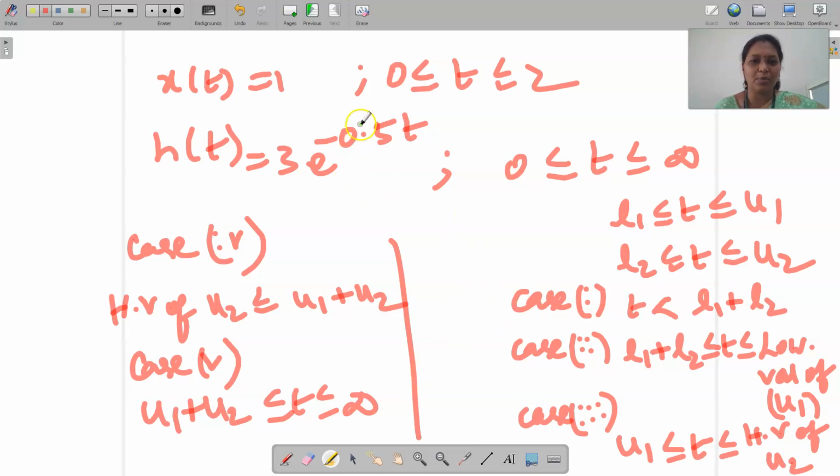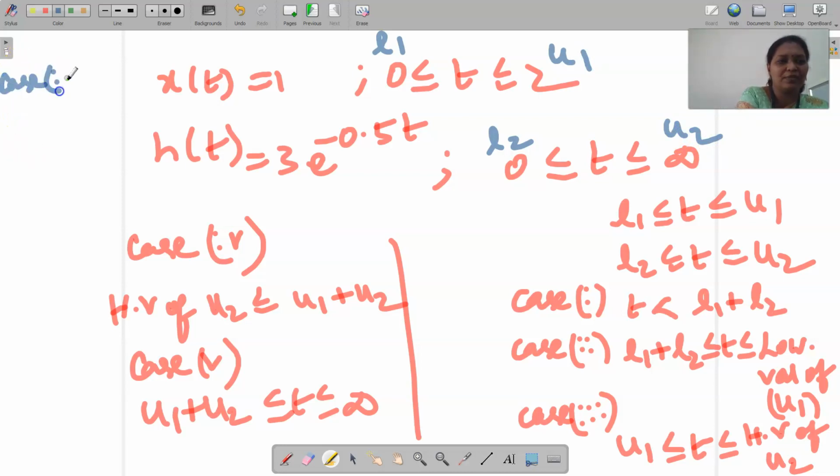So considering this problem, how do you have to find out the values of t? The first case is t lesser than L1 plus L2. Here this is L1, this is L2, and this is U1, this is U2. So for the first case, let me write here.